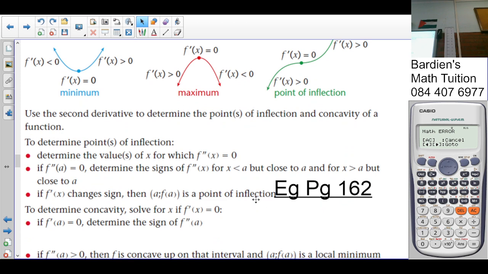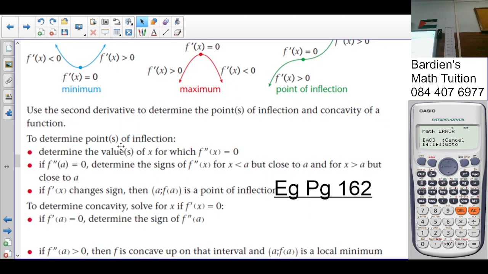Okay, so let's just pass this. Use the second derivative to determine the points of inflection and the concavity of the function. Determine the points of inflection. This is how we determine the point of inflection: determine the values of x for which f double prime is equal to 0.